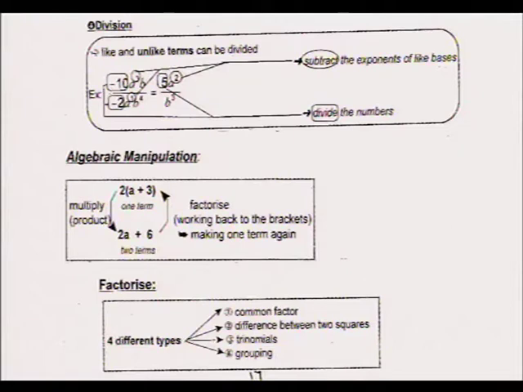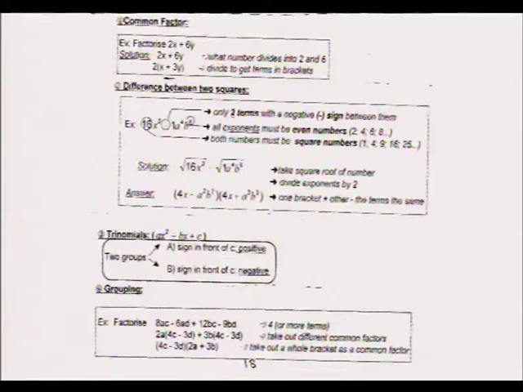When you have to factorize, there are 4 different types. You can find the common factor. Number 2, you can find the difference between 2 squares. Number 3, there are trinomials. So there are 3 numbers involved, or 3 groups. Number 4 is grouping. Grouping, for example, the same terms. There are some examples of common factors.